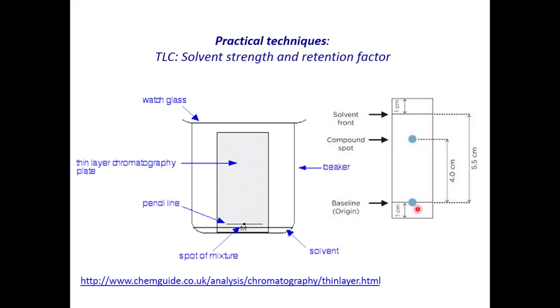We want to measure the distance from the baseline to a compound spot and from the baseline to the solvent front. We divide the distance from the baseline to the compound spot by the distance from the baseline to the solvent front. So in this case, 4 divided by 5.5. And that gives us our retention factor. When you quote retention factors, you also have to quote the solvent system you used, because you will get different retention factors in different solvent systems. There's a link here which you can use to look up additional information on thin layer chromatography, TLC.